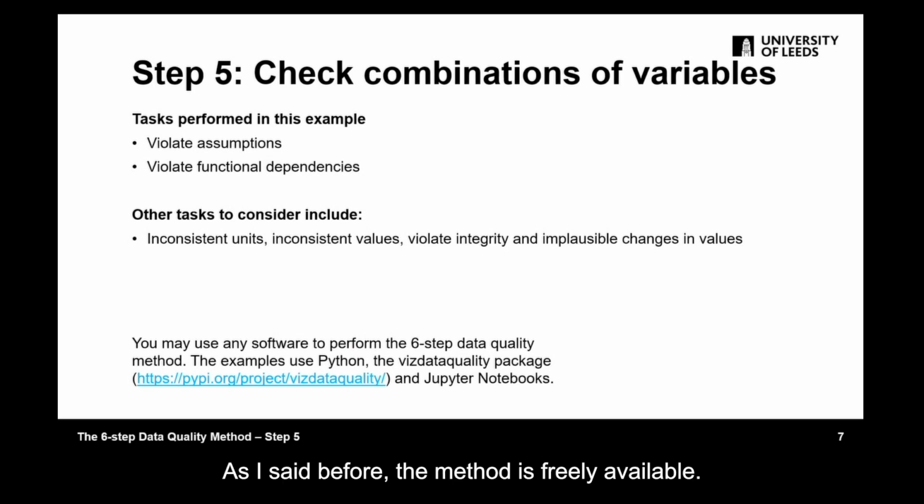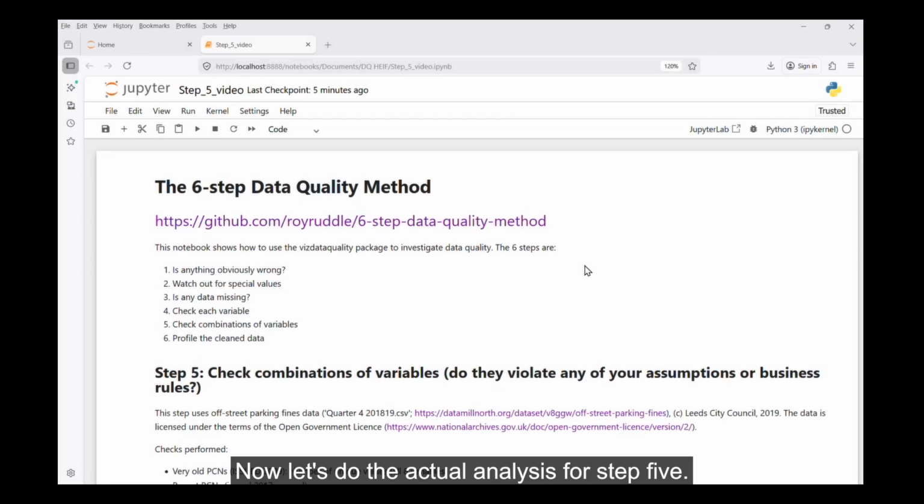As I said before, the method is freely available. You can use any software to perform the 6-step data quality method. However, in these videos, we're using Python, the Viz data quality package, and Jupyter notebooks. Now let's do the actual analysis for step 5.